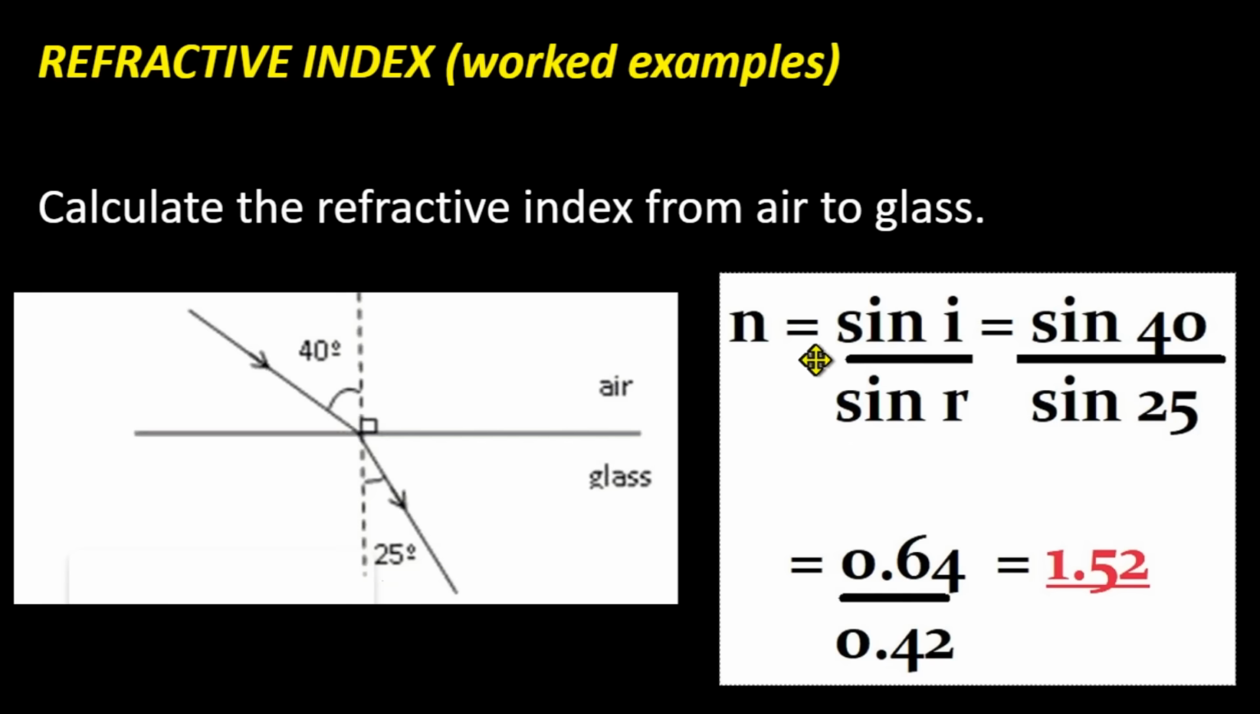We're going to say n is equal to sine i over sine r. The angle of incidence is 40, so this will be sine 40 divided by sine 25, which is the angle of refraction. When we work this out in our calculator, we'll get 0.64 over 0.42, and the refractive index from air to glass is going to be 1.52. Remember what this means? It means that light is going to travel 1.52 times more slowly in glass. Make sure that the calculator is set on degrees when you are doing these problems.